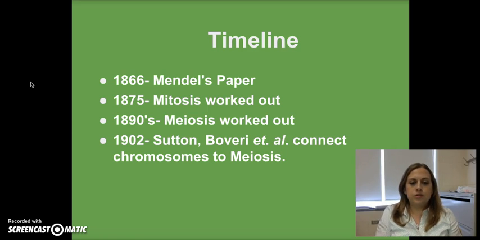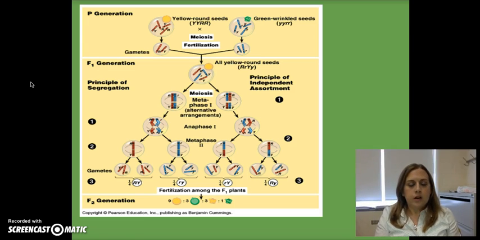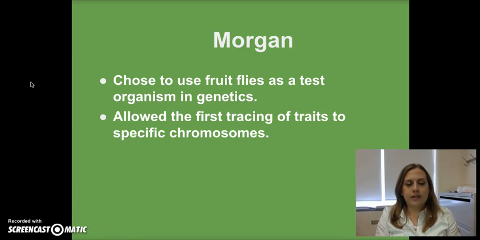And then in 1902, we had Sutton connect chromosomes to meiosis. So he developed the chromosome theory of inheritance and said that Mendelian factors or alleles are located on chromosomes, and then it's going to be the chromosomes that segregate and show independent assortment. So again, this is just sort of the diagram showing all of that.